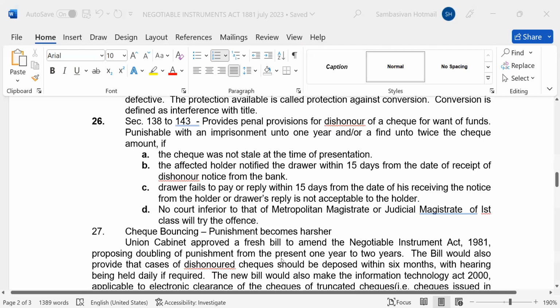Section 138 to 143 provides penal provisions for dishonor of a check for want of funds, punishable with an imprisonment up to 1 year and or a fine up to twice the check amount, sorry, it should be fine.